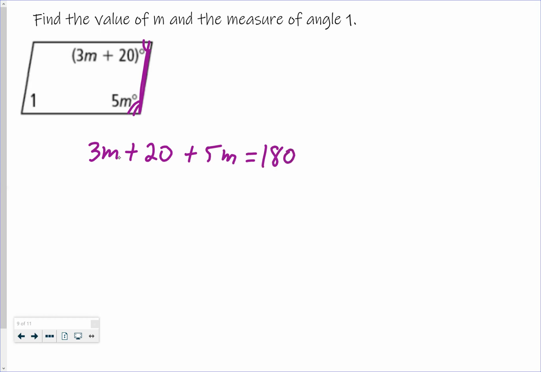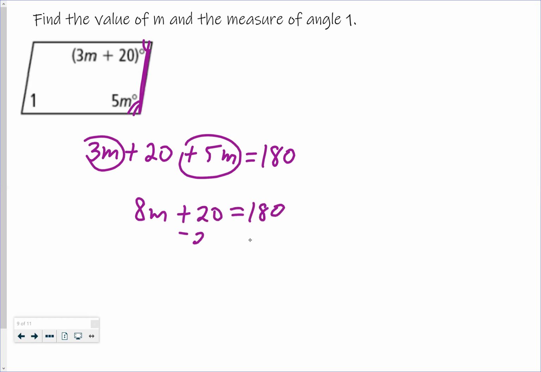Okay, so 3m and 5m go together, so that's 8m plus 20 is equal to 180. Okay, take away 20 on both sides. So 8m is equal to 160. Okay, and divide by 8.